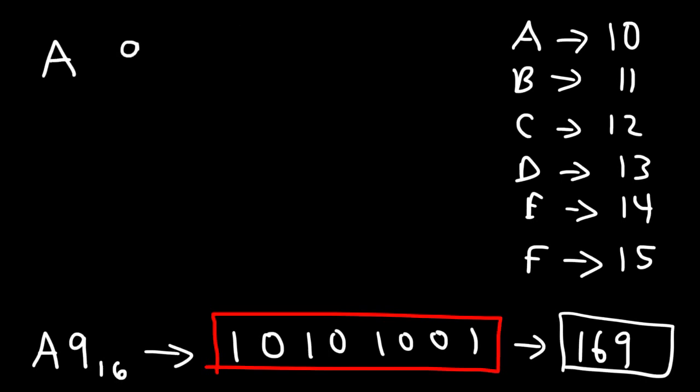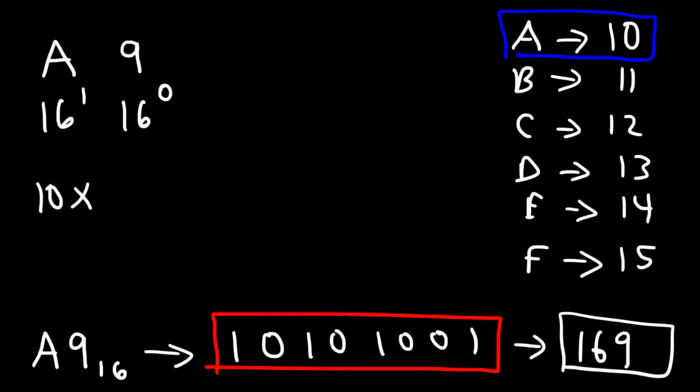So we have A9. The first number we're going to multiply by 16 to the first, and the second one by 16 to the 0. Now keep in mind A corresponds to 10. So it's going to be 10 times 16 to the first times 9 times 16 to the 0 power.